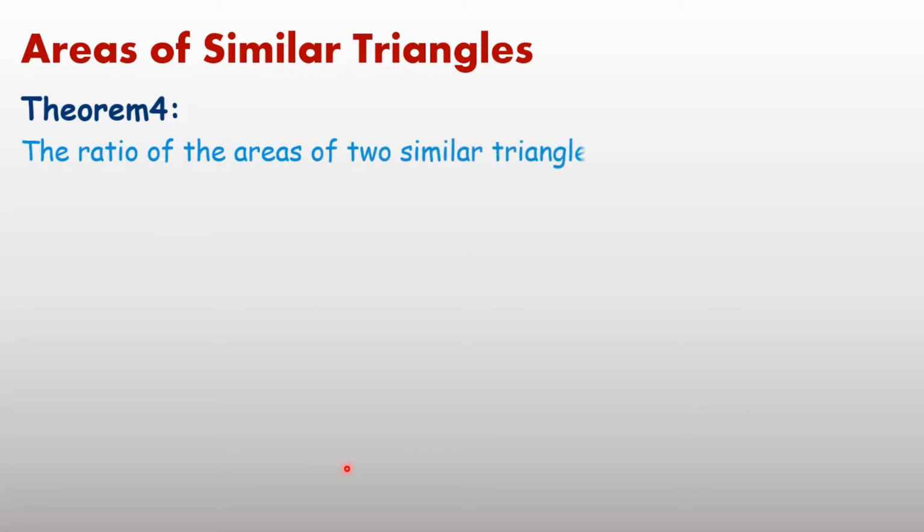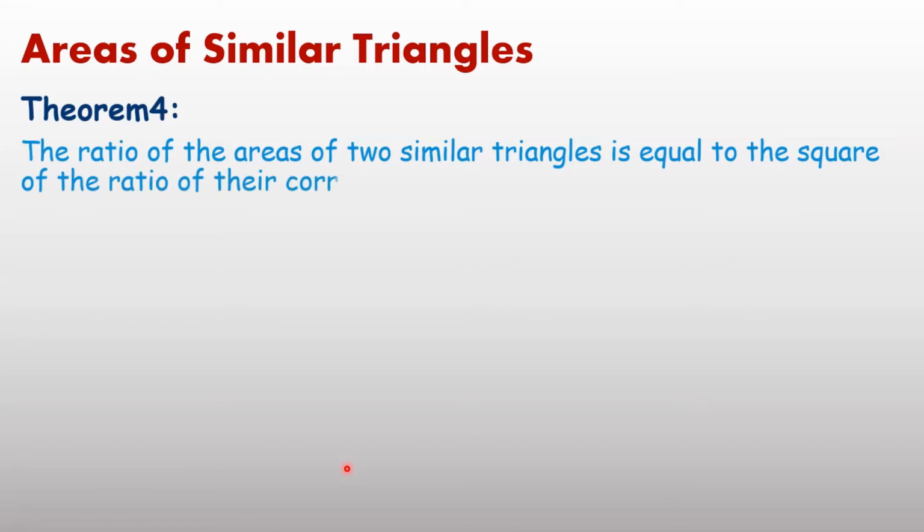Next, areas of similar triangles. This is the important theorem of this chapter, important for board examinations also. For the Class 10th board exam, it is a very important theorem. If two triangles are similar, then the ratio of the areas of the triangles is equal to the square of the ratio of corresponding sides. But this theorem is applicable only if two triangles are similar.